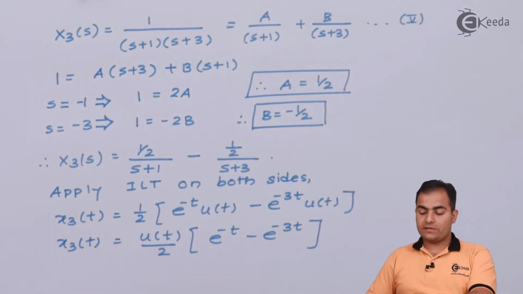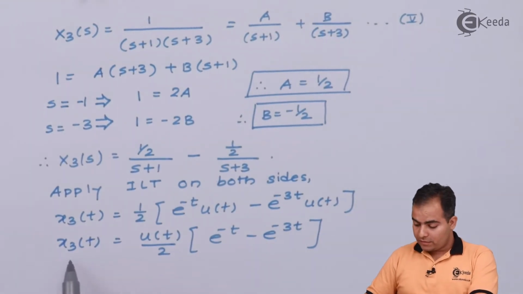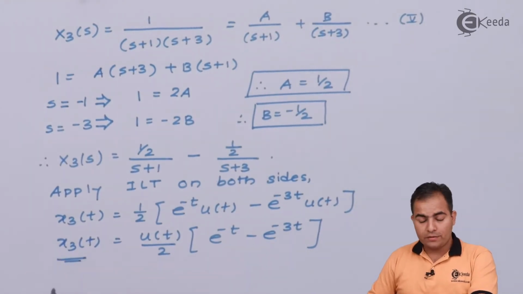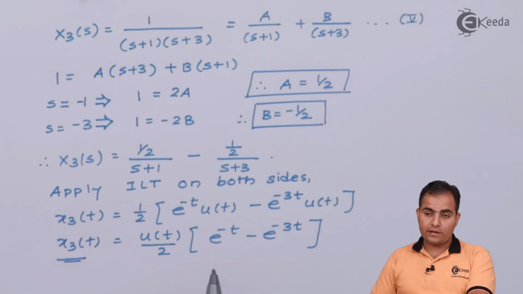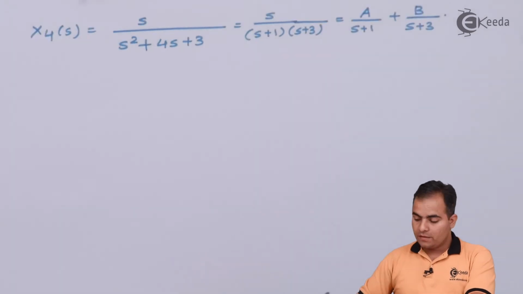And this is nothing but my x3 of t. Now we will find out x4 of t, but by using inverse Laplace transform, and then I'll substitute all these x1, x2, x3 values and the x4 value in equation number 1.